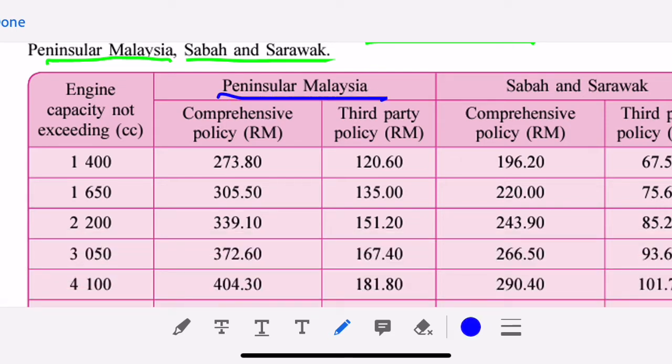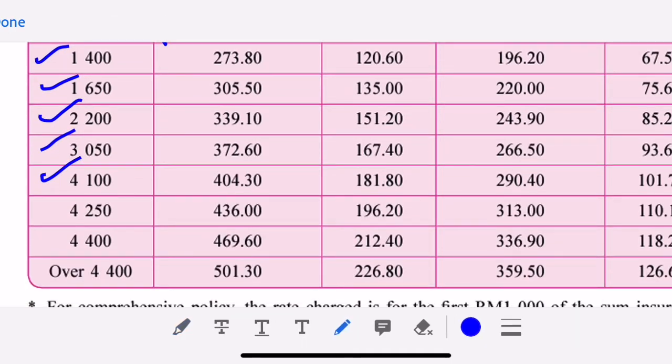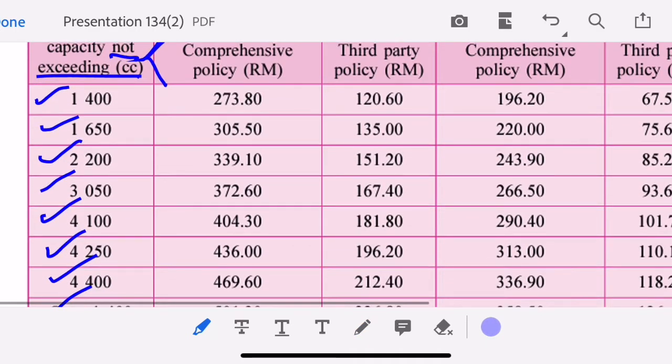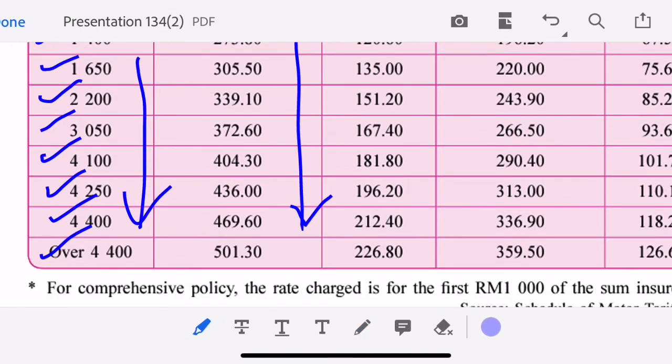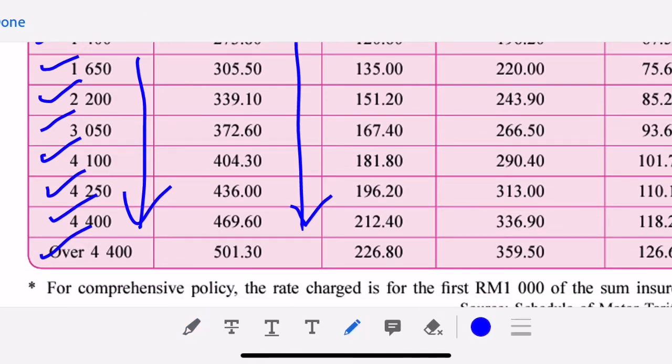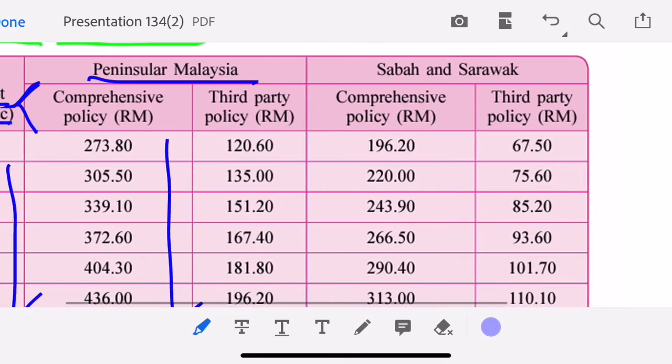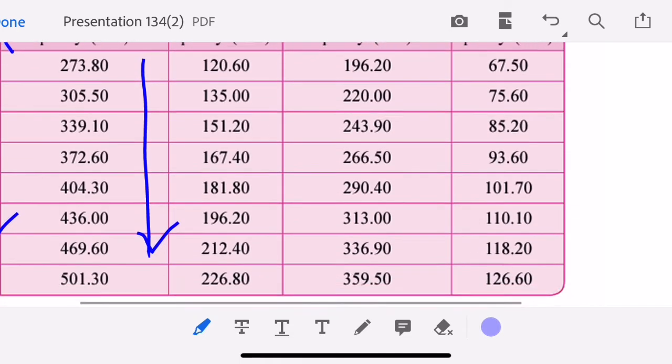So the engine capacity: not exceeding, okay, not exceeding, right? So we have 1004, 1650 to 200, 3050 and 4100, and 4250 for 4000 and over for 400. So you notice that when the engine capacity becomes bigger, the comprehensive premium for the policy also increases, because the risk will increase. When there is a bigger CC, the driver can drive fast, right? So it's risky compared to low CC, right?